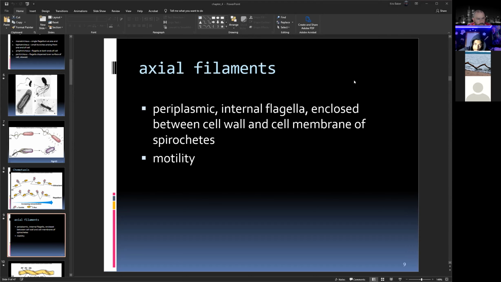Close that. All right. So we come down here and we see a special kind of flagella. Maybe you call them internal flagella. Maybe you call them axial filaments. And it's still motility, but notice the group of microorganisms here that we're talking about. The idea of a spirochete.